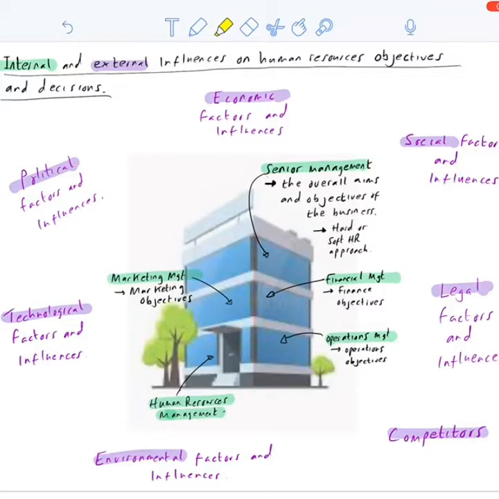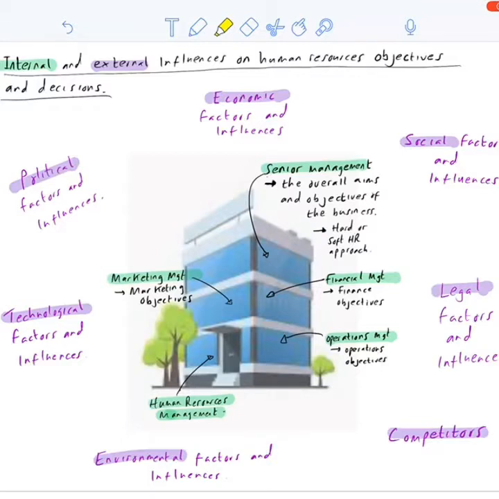and make. So senior management is a big one. The human resource department and management has to make sure that all the objectives and decisions they make are helping the business achieve their overall aims and objectives.